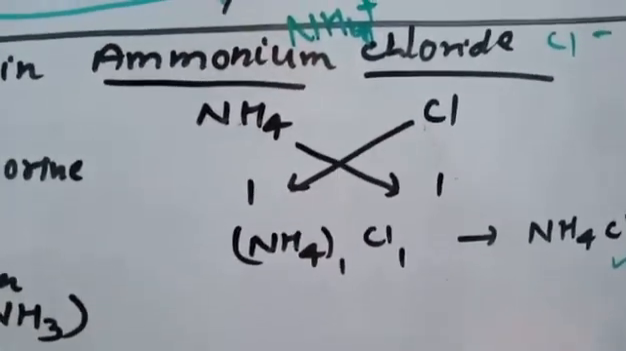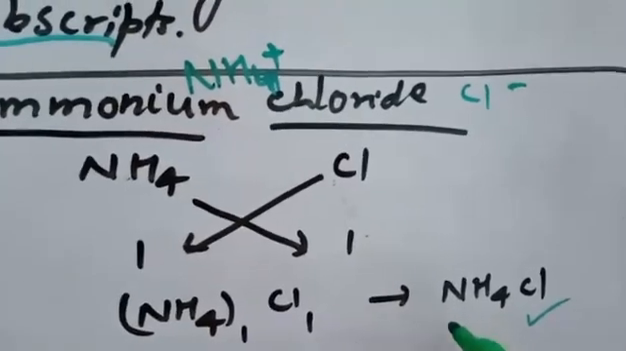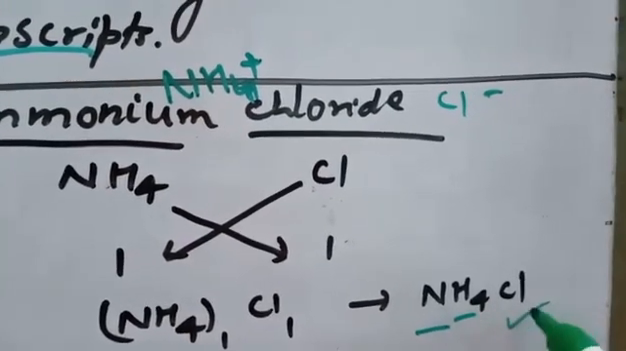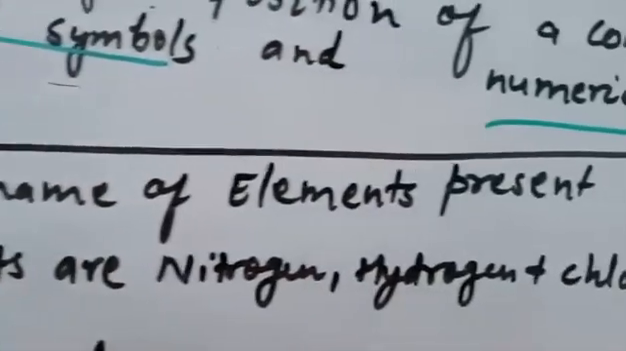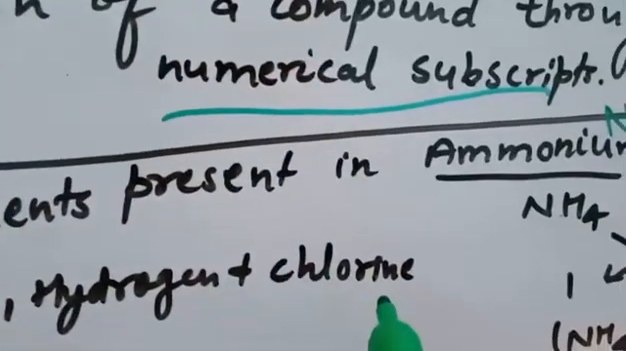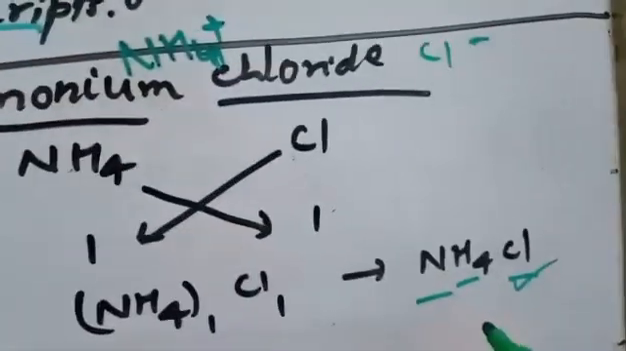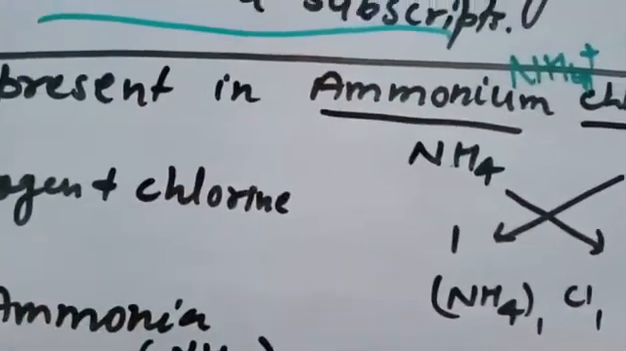So what are the elements present in ammonium chloride? Nitrogen, hydrogen and chlorine. These three elements are present in the ammonium chloride, which was asked in the question. So the elements are nitrogen, hydrogen and chlorine, and the formula is NH4Cl. Okay, you have to write like that.